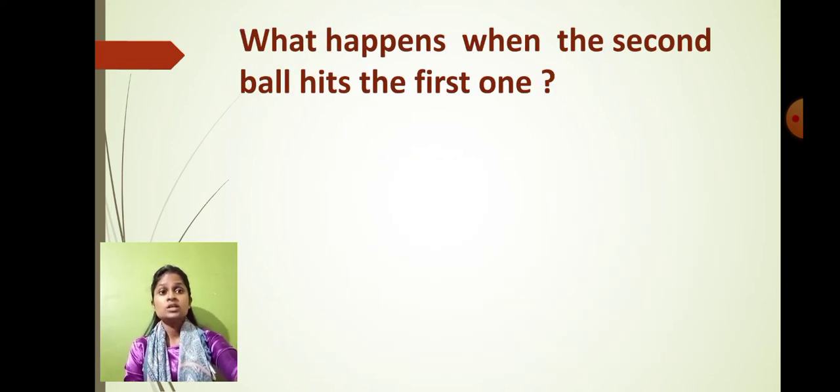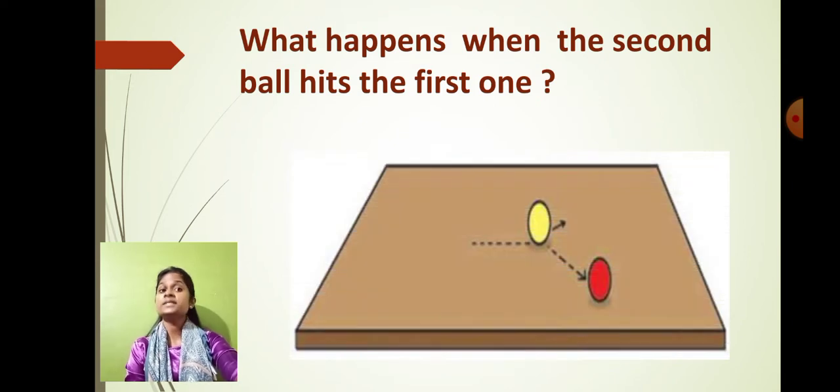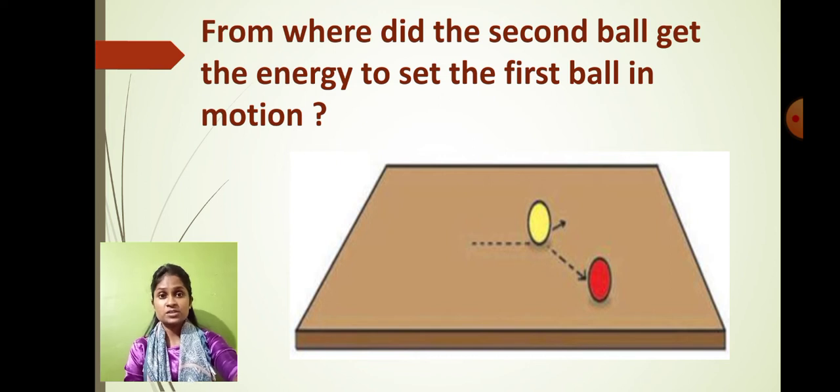Am I right? So students, my question is, what happens when the second ball hits the first one? As I told you, the yellow ball will hit the red one. So when the yellow ball hits the red one, it will be displaced from its position. It has changed its position. Am I right? So why has this occurred? Any questions over here?